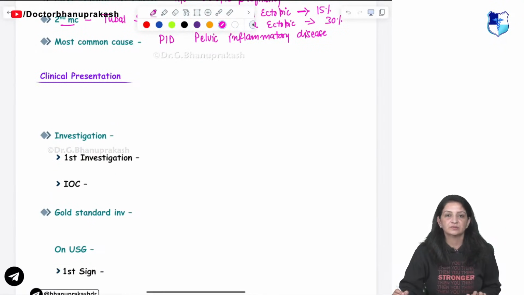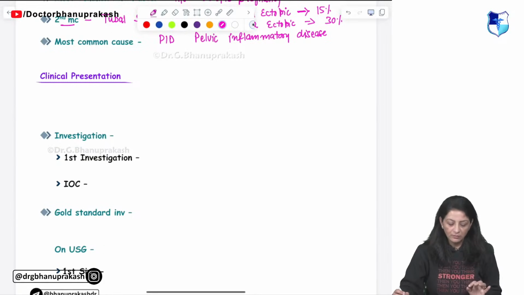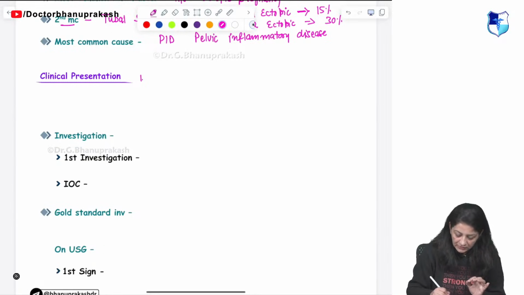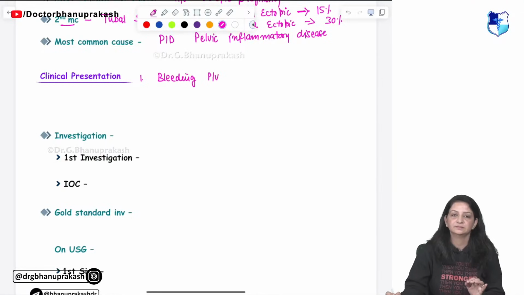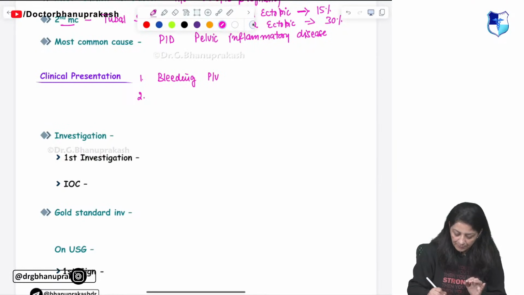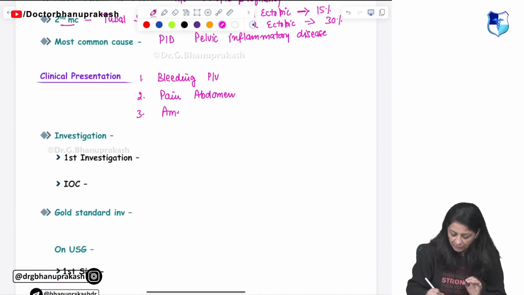Now, clinical presentation of ectopic pregnancy. The patient will come first of all with a complaint of bleeding per vagina. Secondly, pain abdomen, and third one, amenorrhea.